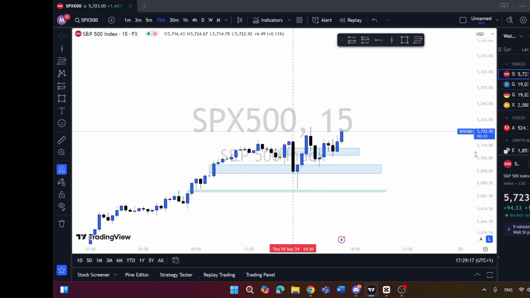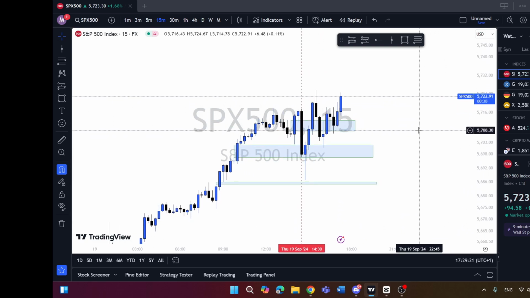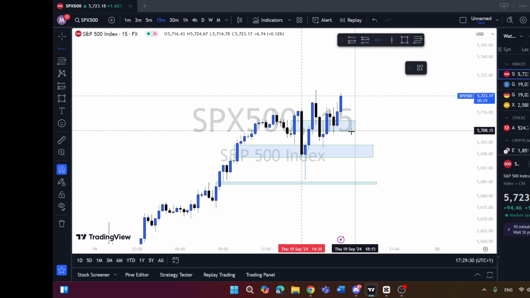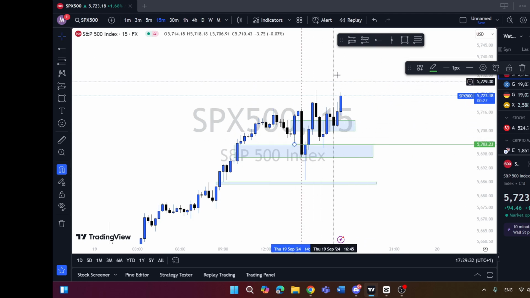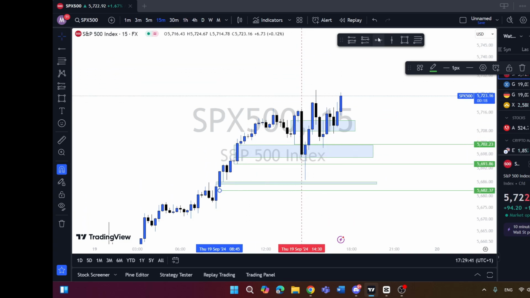and what I need to do is mark out my liquidity points. So because we are looking for buys, then we are looking for sell side liquidity. So my liquidity that I marked out is this one, this one, this one too, and this one, as it's within the fair value gap.